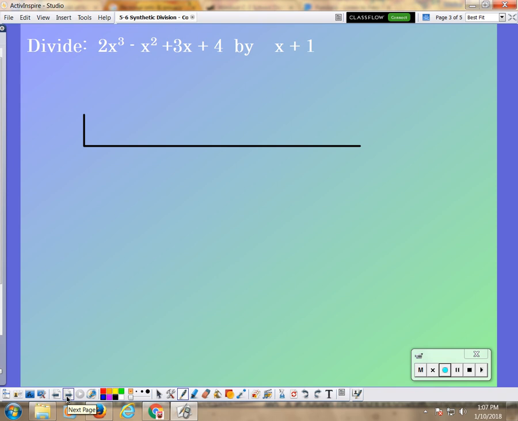So I'm going to take those same coefficients that we have here, and I'm going to put them inside. So I'm going to have a 2, a -1, a 3, and a 4. I'm going to set this equal to 0, and I'm going to get x equals -1. So I'm going to put a -1 on the outside. Bring down the 2. 2 times -1 is -2. -1 plus -2 is -3. -3 times -1 is 3. 3 plus 3 is 6. 6 times -1 is -6. 4 plus -6 is -2, and that's my remainder.